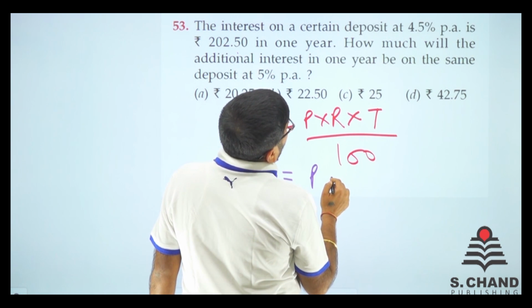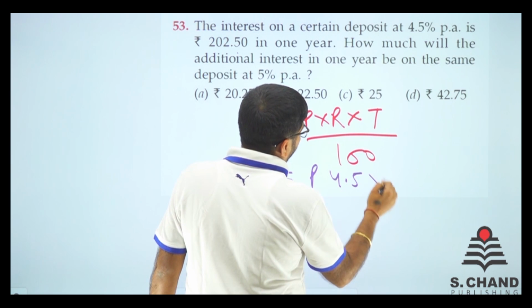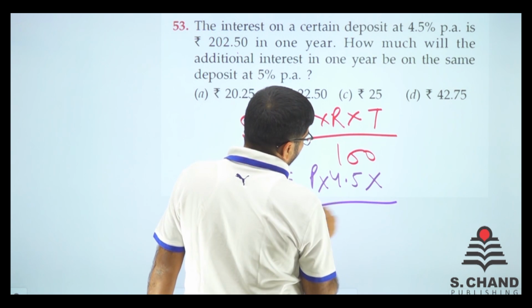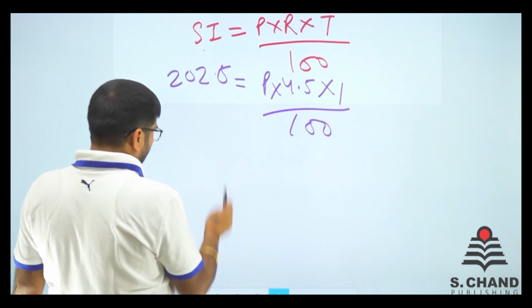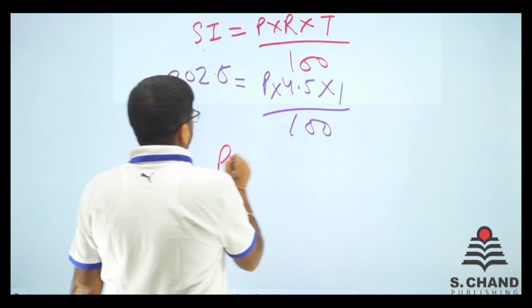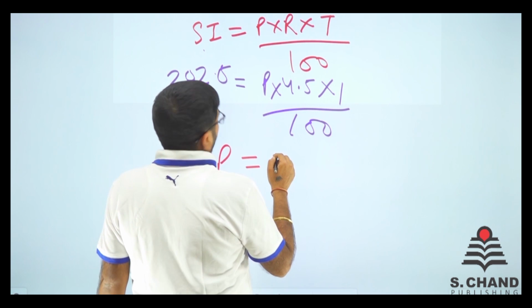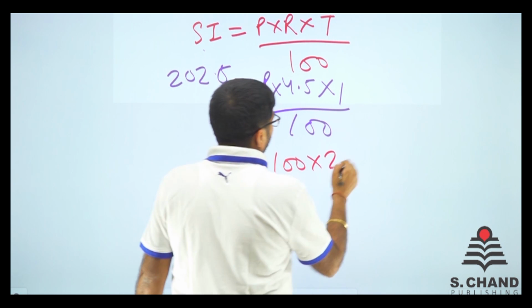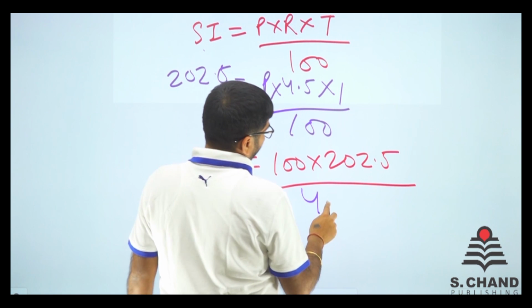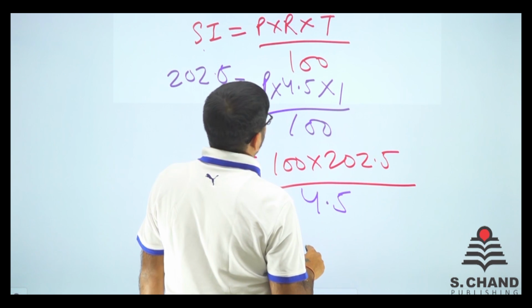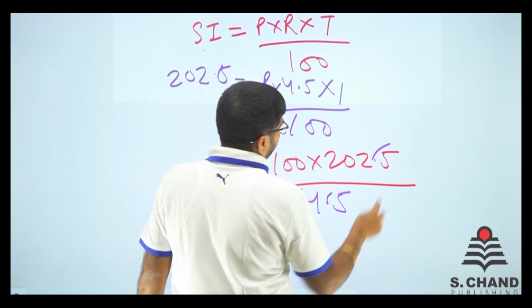And R is given 4.5. T is 1 and divide by 100. So we have a formula for P. P is equal to 100 into 202.5 divided by 4.5. Remove the point.